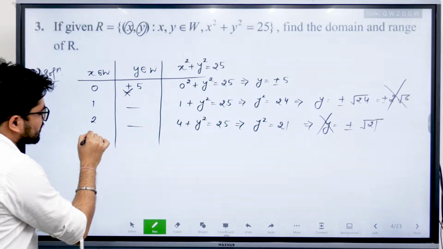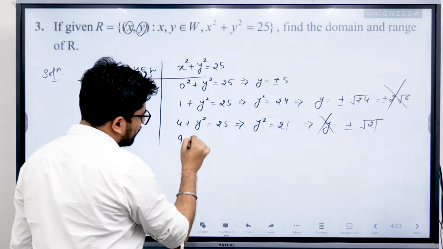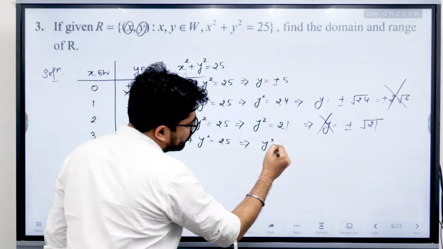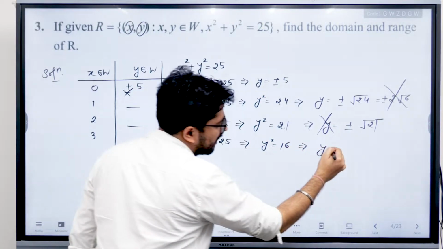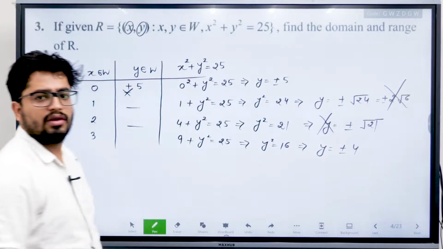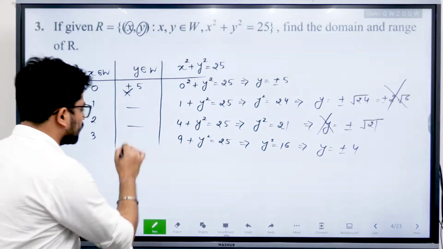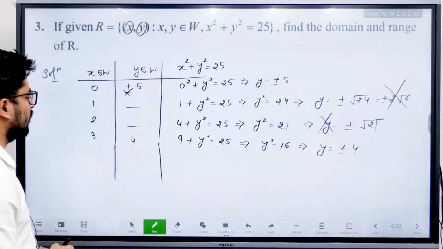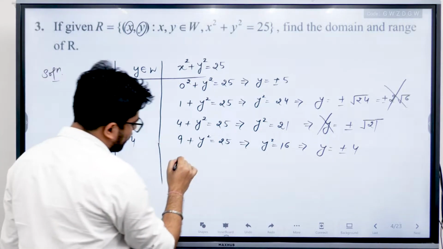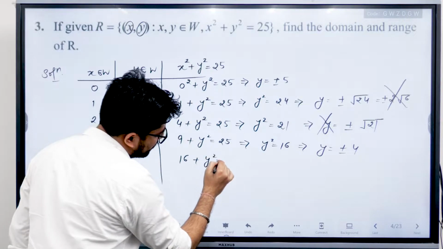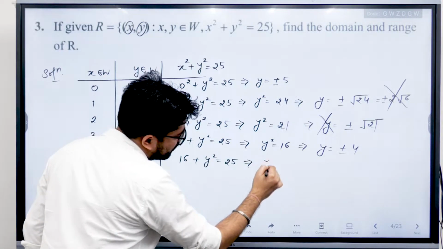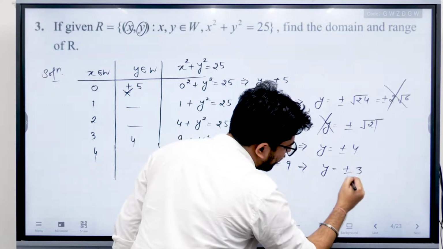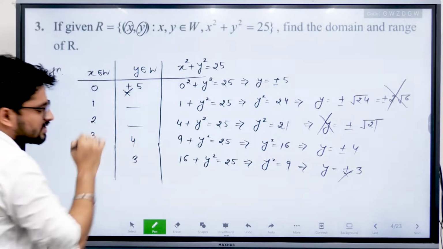Next, if x = 3, then 9 + y² = 25. So y² = 16, and y = ±4. Again, minus 4 is not a whole number, so we have to take only one value, that is y = 4. Similarly, if x = 4, then 16 + y² = 25, so y² = 9, and y = ±3. Again, minus is not a whole number, so y = 3.